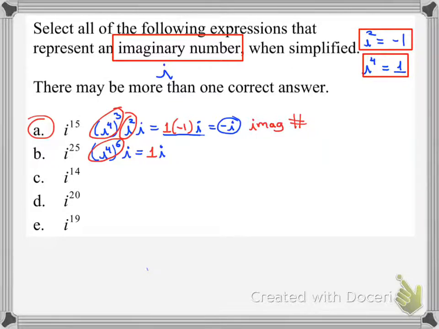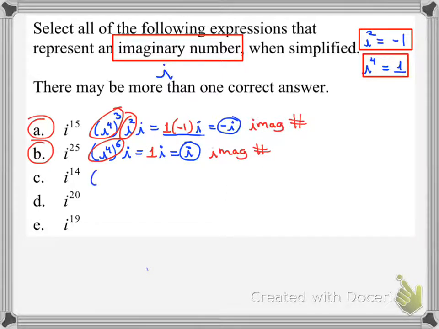Once you simplify, 1 times i will give me 1i, or just i. And this will be my answer. i is part of my answer, so therefore this is also an imaginary number. And letter B will also be part of my answer. Let's continue to letter C.